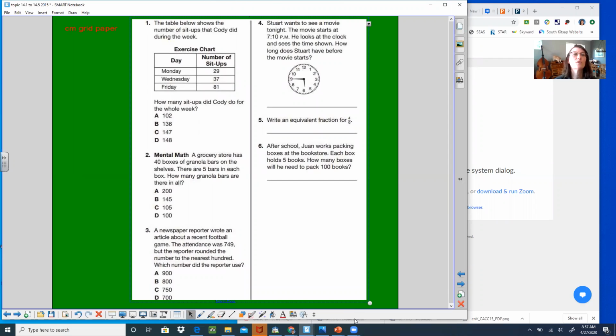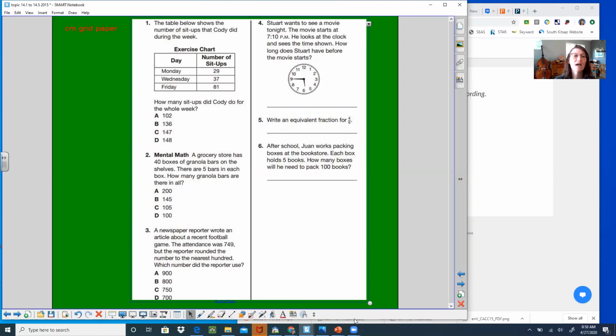The table below shows the number of sit-ups that Cody did during the week. Monday, 29, Wednesday, 37, Friday, 81. How many sit-ups did Cody do for the whole week? And there you get to hear Chloe. So make sure you stack them and add them.